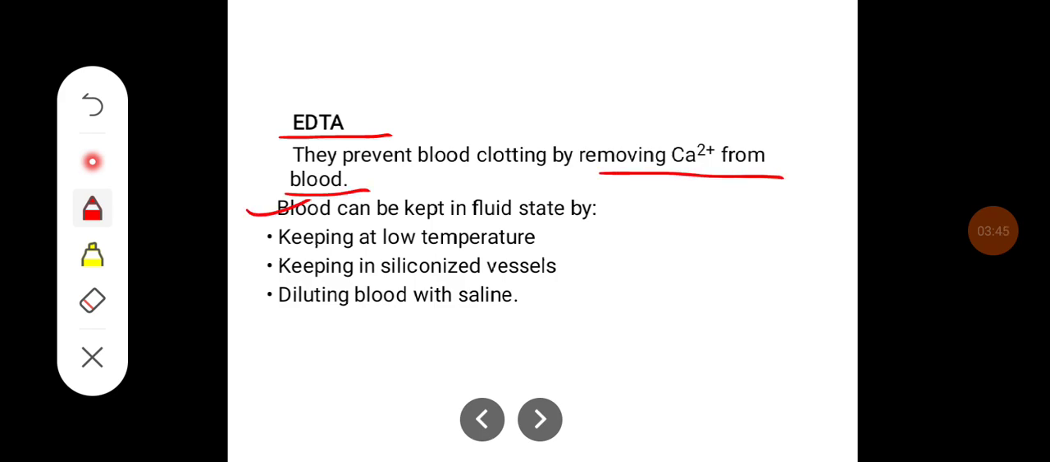The other ways by which blood is kept in a fluid state are keeping the blood at low temperature, keeping it in siliconized vessels, and diluting it with saline. They may help in maintenance of fluidity of the blood.